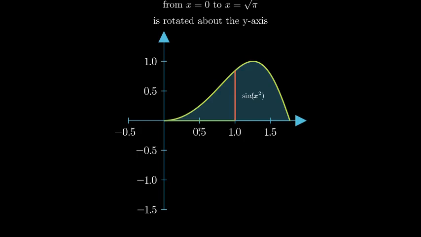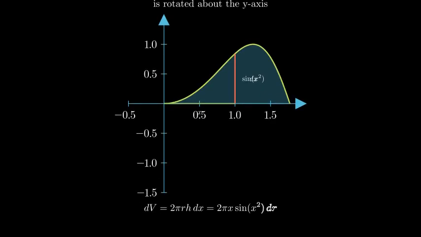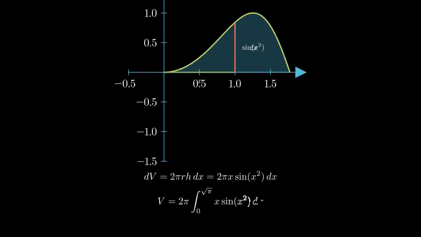The volume of each cylindrical shell is given by the formula 2 pi r h dx, where r is the radius and h is the height. In our case, r equals x and h equals sine of x squared. To find the total volume, we integrate this expression from 0 to square root of pi. Our integral becomes 2 pi times the integral from 0 to square root of pi of x sine of x squared dx. This is a challenging integral that requires a substitution.